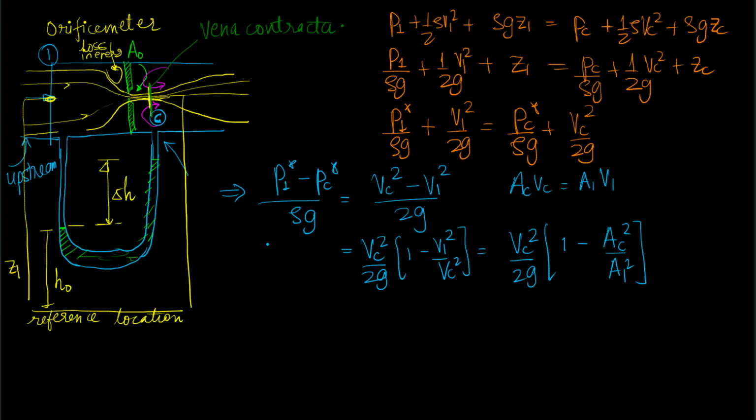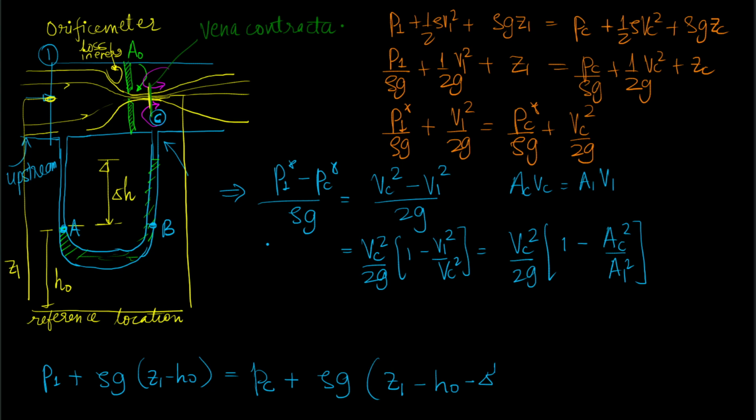So let me call this H naught. So if I equate the pressure at points A and B, I will have P1 plus rho g (Z1 minus H naught), and this will be equal to PC plus rho g (Z1 minus H naught minus delta H) plus rho M g delta H. So this particular expression is purely from hydrostatics, and it equates the pressure at A and B. We have done something similar to this while we analyzed the Venturi meter.